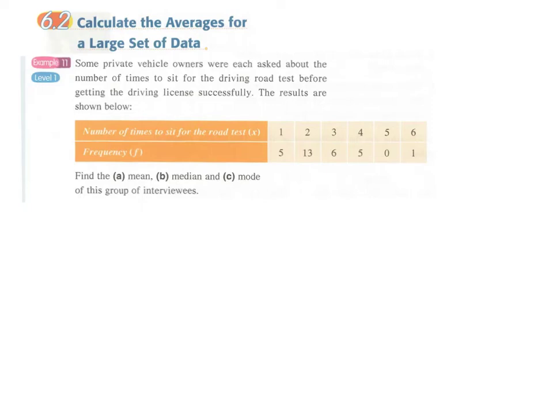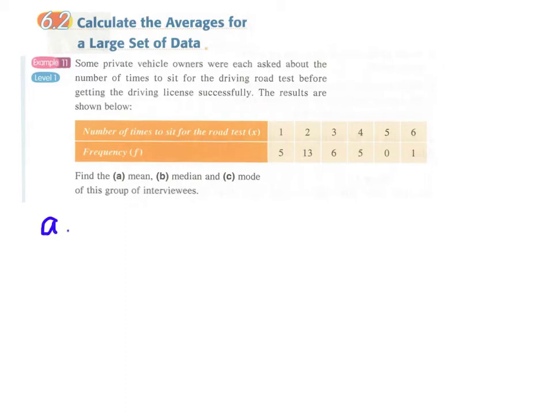And now we come to the next section, 6.2. Calculate the averages for a large set of data. And usually we have some sort of table like this, and this table shows the number of times to sit for the road test, x, and these are the frequencies. And now we have to find the mean, median, and the mode of this group of interviewees.